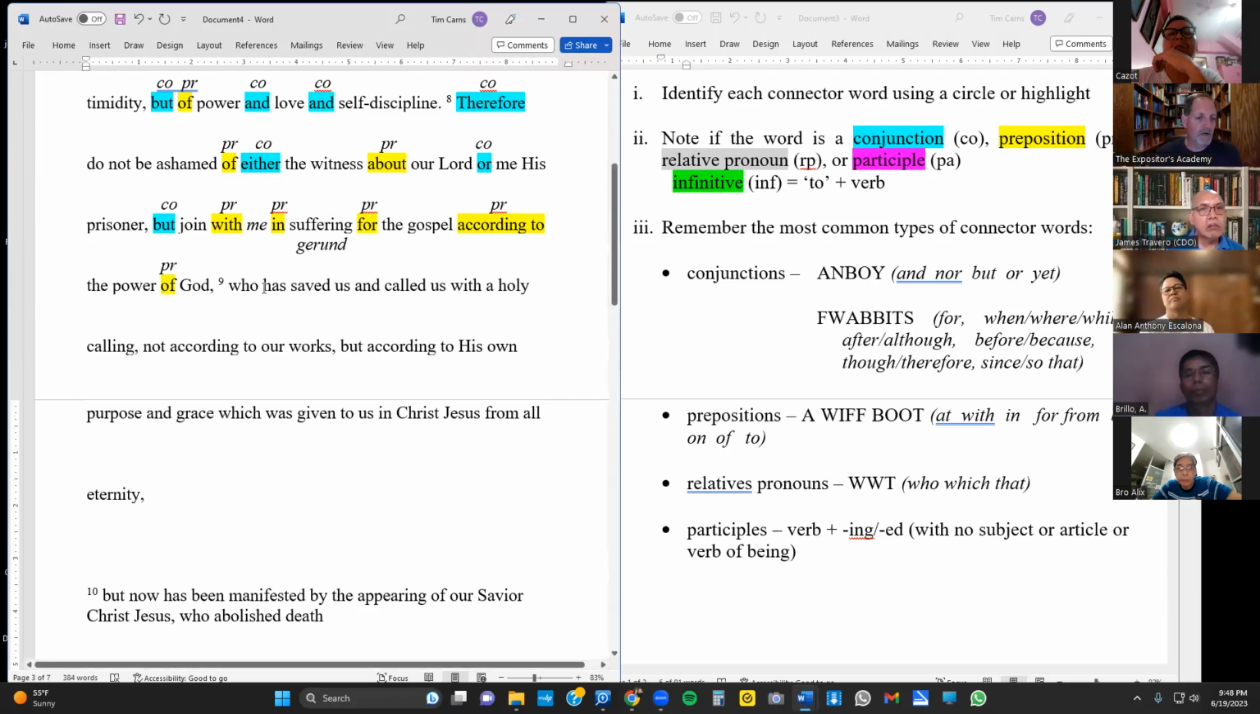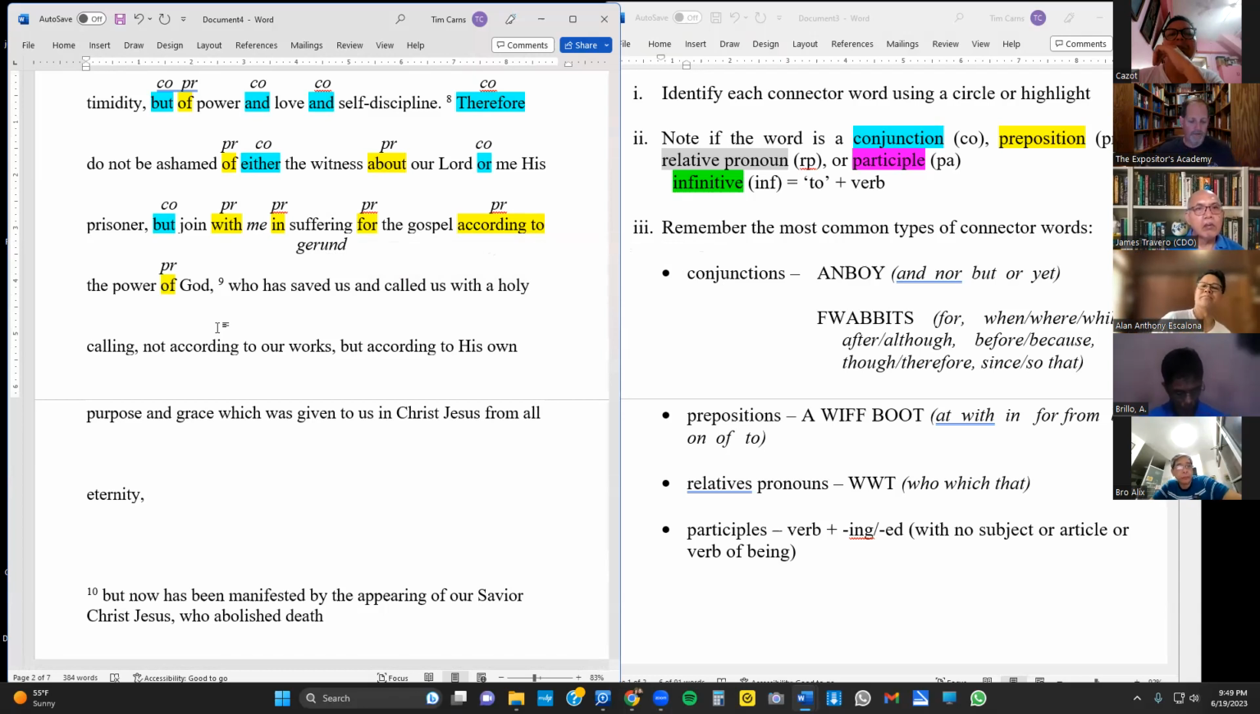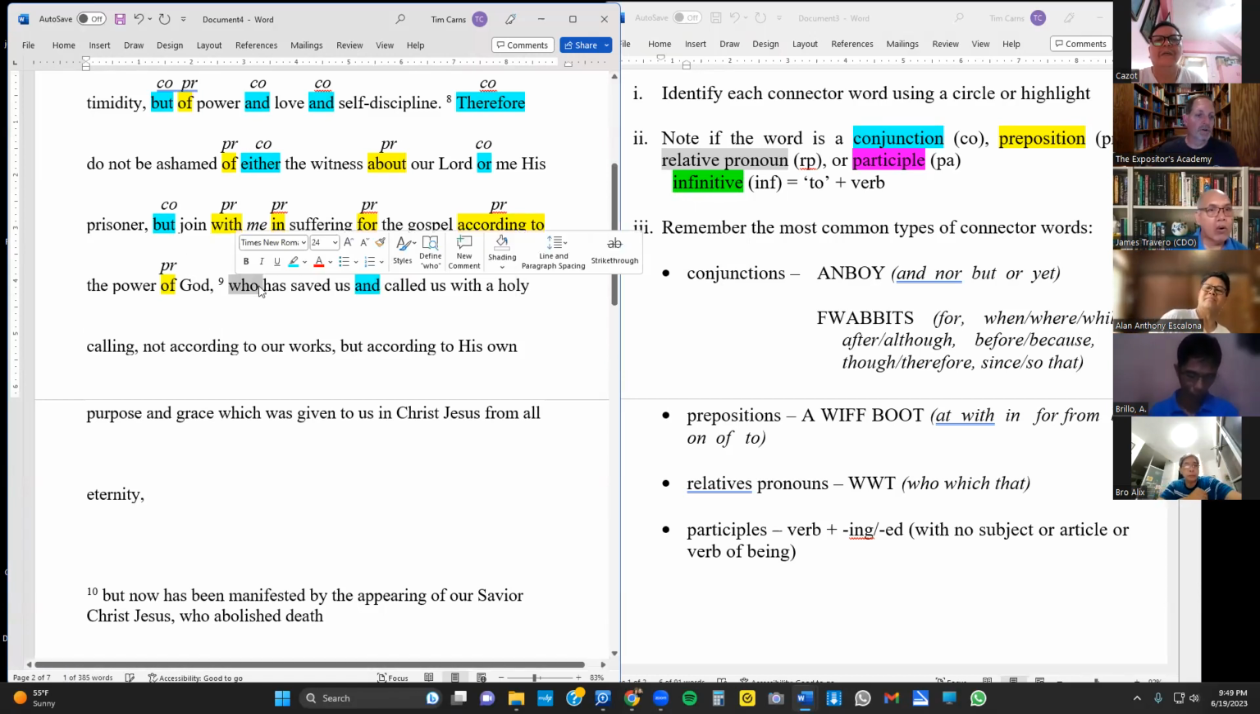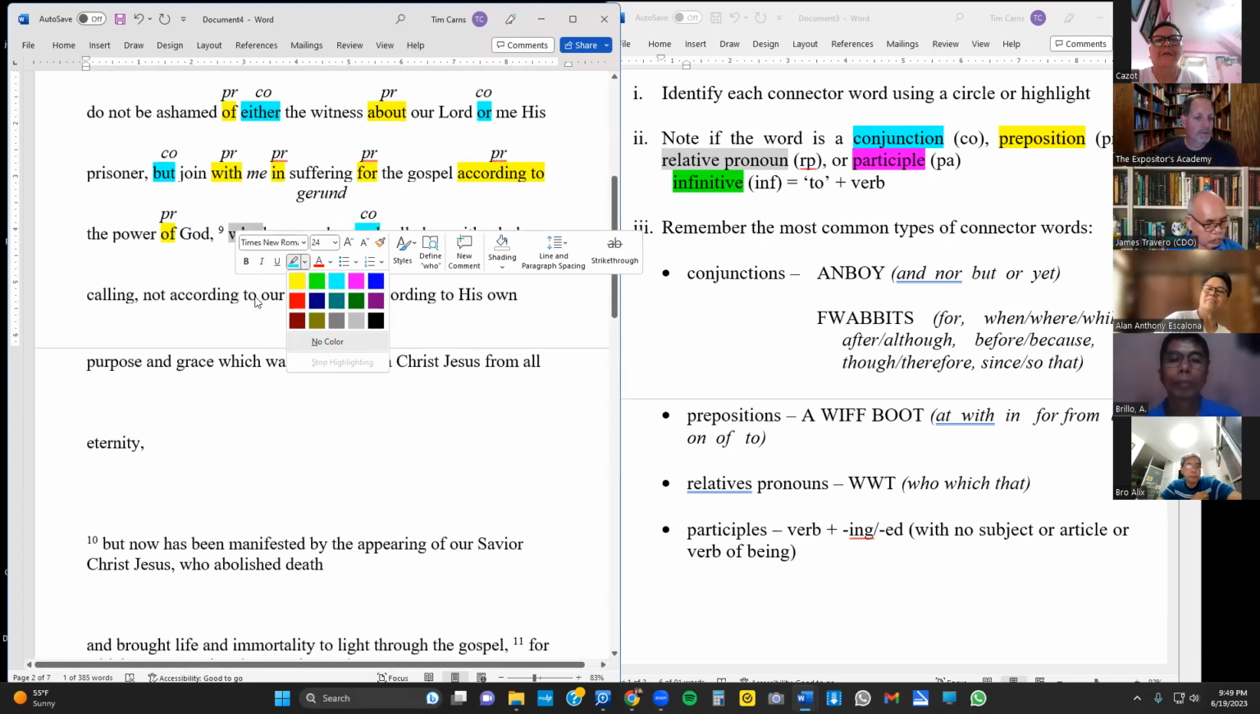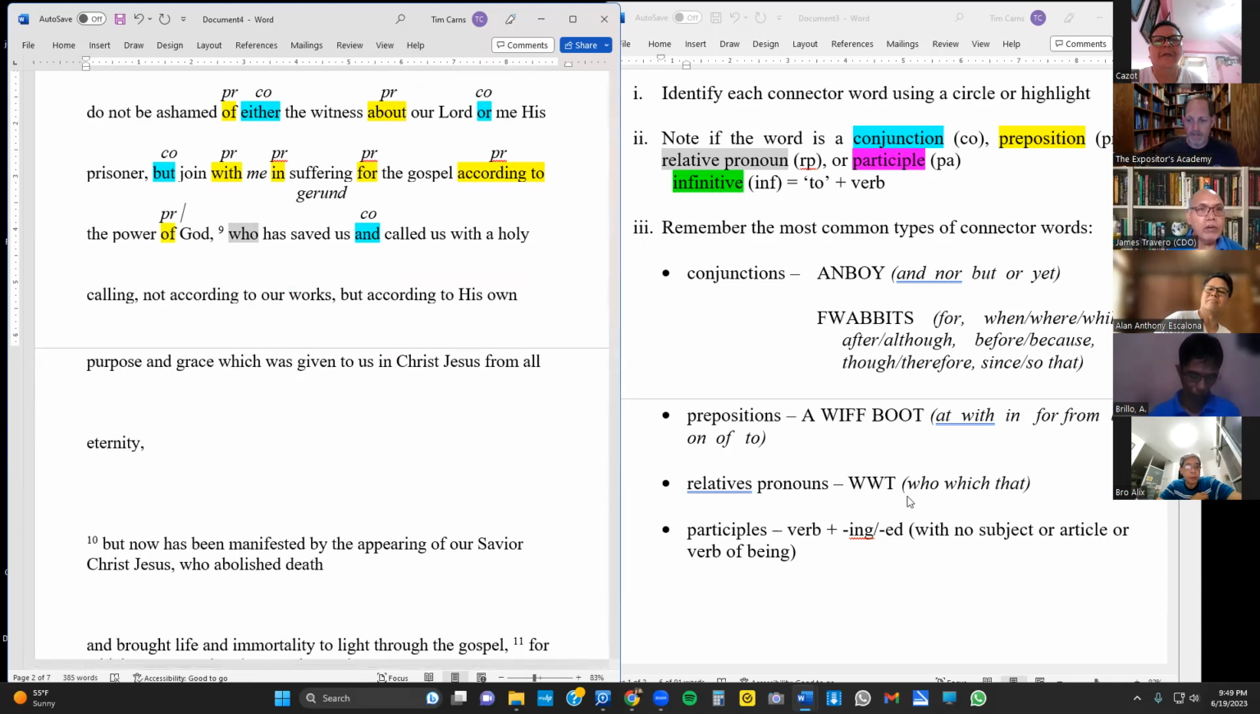Who has saved us and called us with the holy calling, not according to our works, but according to his own purpose and grace, which was given to us in Christ Jesus from all eternity. All right. Anybody see any connector words? "And." "According to," sir. We'll do "and" first. "And" is a conjunction, a coordinating conjunction. The first word of verse 9, "who." What is "who"? Relative pronoun. Notice it's over here under relative pronouns.